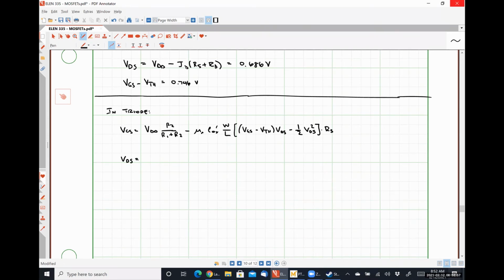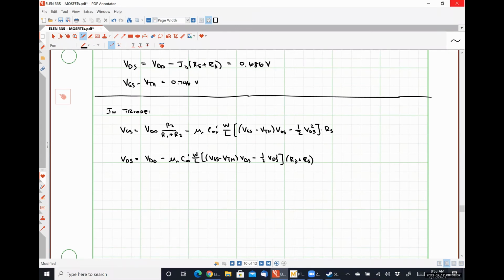VDS is equal to VDD minus mu n Cox W over L, VGS minus VTH, VDS minus 1/2 VDS squared, times RD plus RS. Okay, so we have two equations and two unknowns.